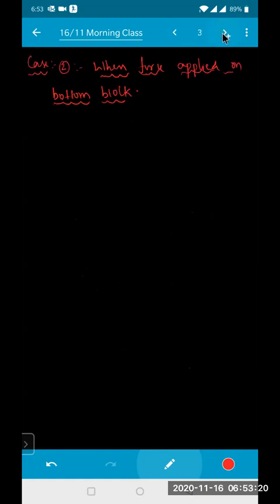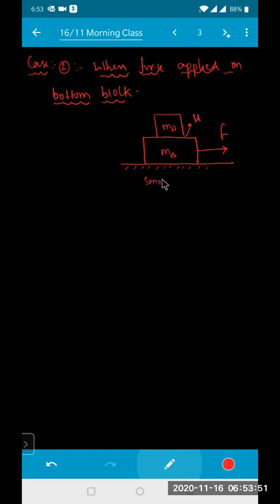The same condition: right now this is your horizontal surface, and this one is your block, same as the previous case, mass of B. On this one we are taking another block, mass of A. Now we are applying force on the lower block, that is capital F. There is friction between them, that is mu, and still this is a smooth surface. Smooth surface means there is no friction, so mu is equal to 0.